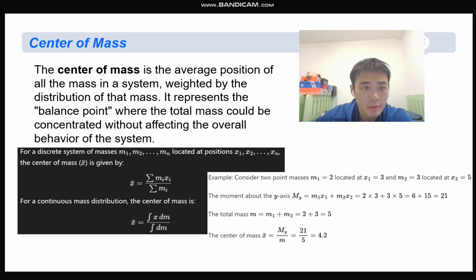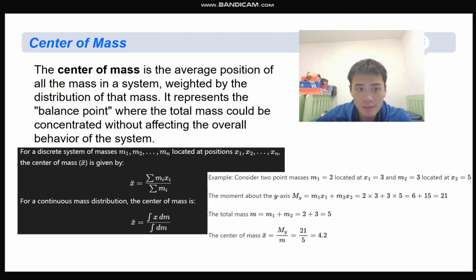Then we are going to explain the center of mass here. The center of mass is the average position of all the mass in a system, weighted by the distribution of that mass. It represents the balance point, where the total mass could be concentrated without affecting the overall behavior of the system. So for a discrete system of masses m1, m2 until mn located at positions x1, x2 until xn, the center of mass x is given by this function. And also for a continuous mass distribution, the center of mass is here. So they are different.